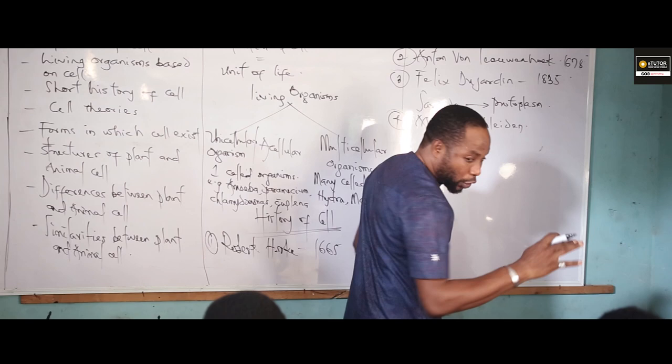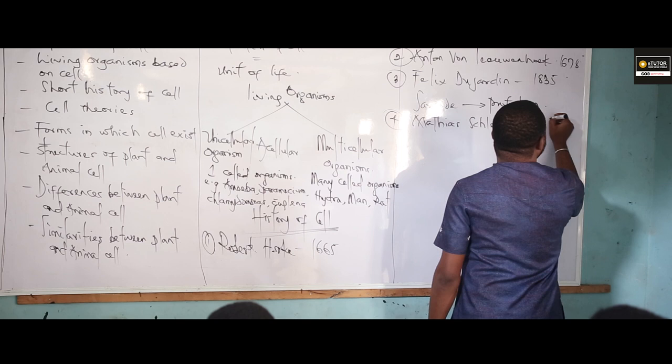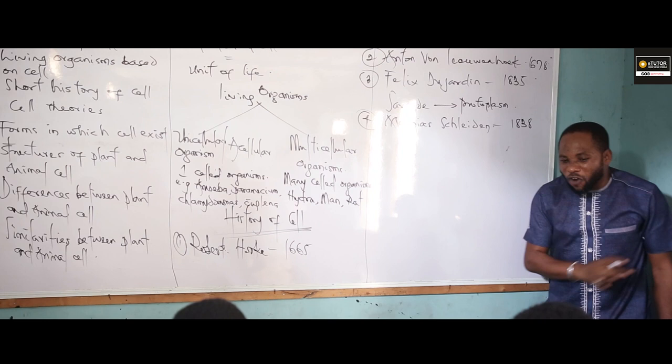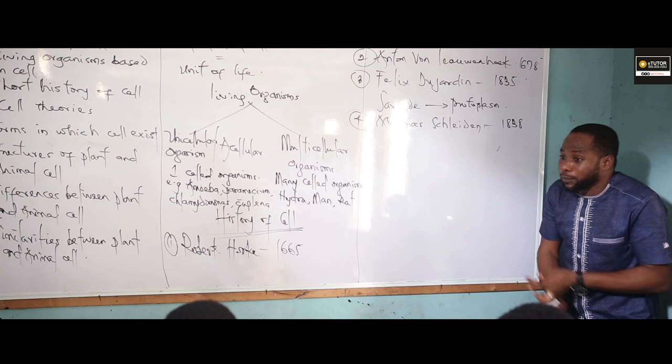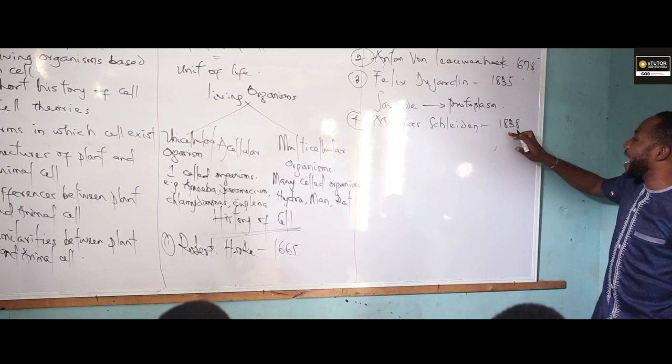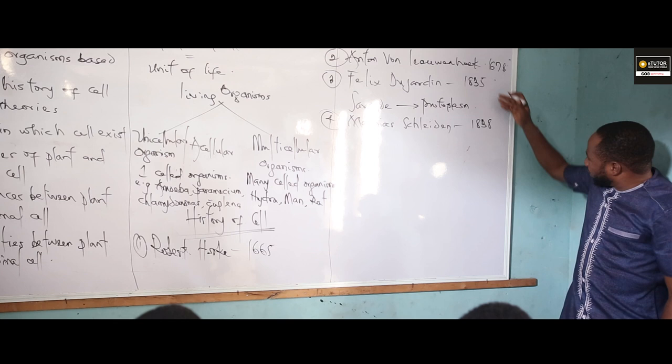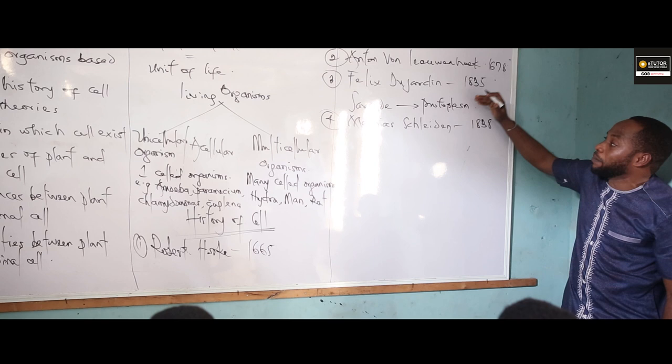So in the year 1838, he discovered that parts of plants, the roots, the stem, the leaves, are all made up of cells. He worked on the root, the stem, every part of the plant, and he discovered that they are all made up of cells. In the year 1838, three years after Félix Dujardin discovered that a cell is made up of a living material called protoplasm. Did you understand that?